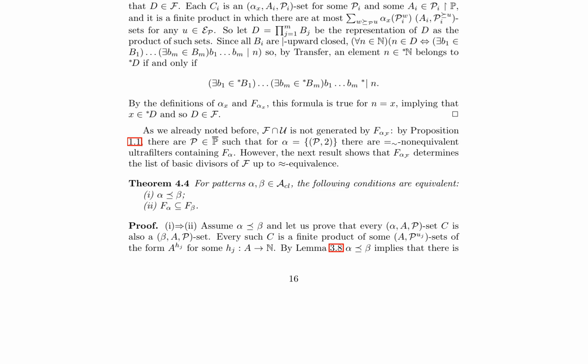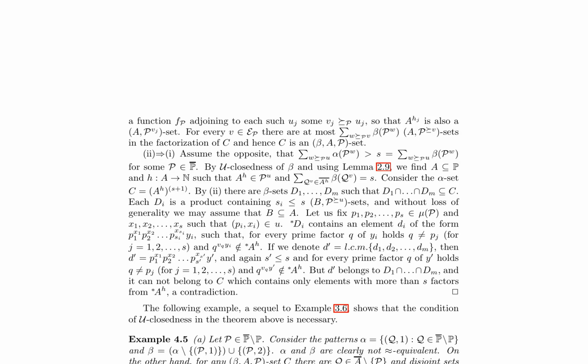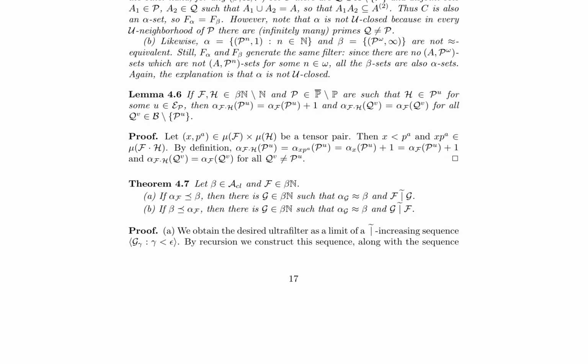The relationship between alpha sets and beta sets is further explored, focusing on their connection to the factorization of a set C specifically. It is demonstrated that if C is a beta A P set, then for every V an element of EP, there are at most n-ary summation W is defined as PV beta, PW, where A_P is defined as V sets in the factorization of C. The proof of the opposite direction involves assuming the opposite and deriving a contradiction. This section also includes examples that highlight the necessity of the U-closedness condition in the theorem.